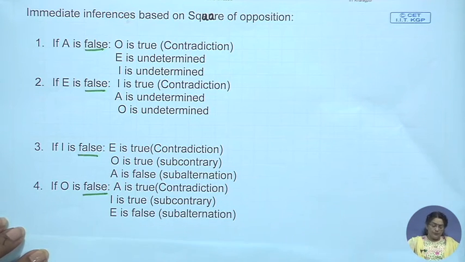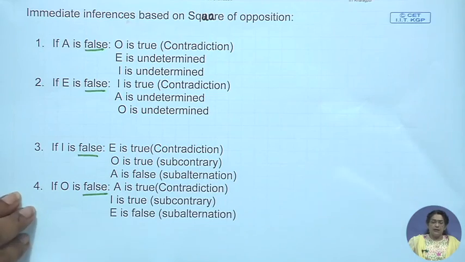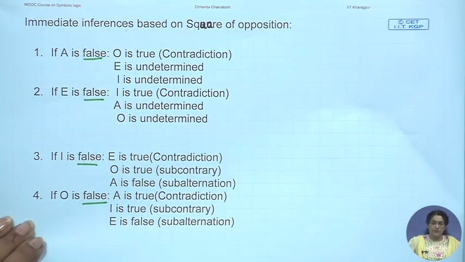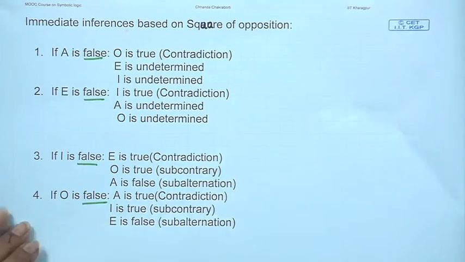What we just did, as I was saying, is immediate inferences based on square opposition. So, square opposition we have learned, and as I told you, it has a pivotal place in Aristotle's logic, and as you saw, this becomes the backbone for making immediate inferences about other related and relevant categorical propositions.